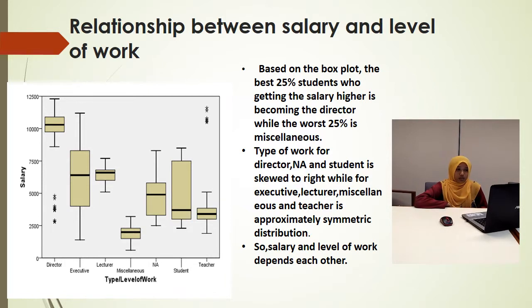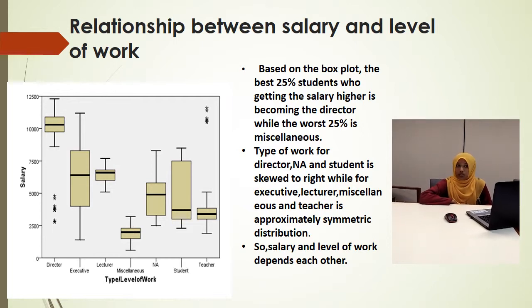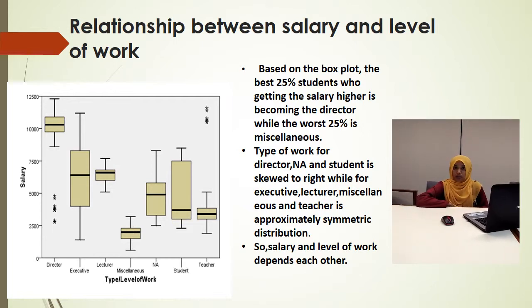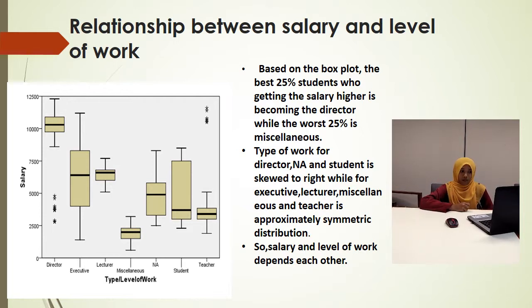Okay, relationship between salary and level of work. Based on the last plot, the best 25% of students getting a higher salary are directors, while the worst 25% is miscellaneous. Type of work for director and NA and student is skewed to the right, while executive, lecturer, miscellaneous and teacher are approximately symmetrical distributions. So the salary and level of work differ from each other.